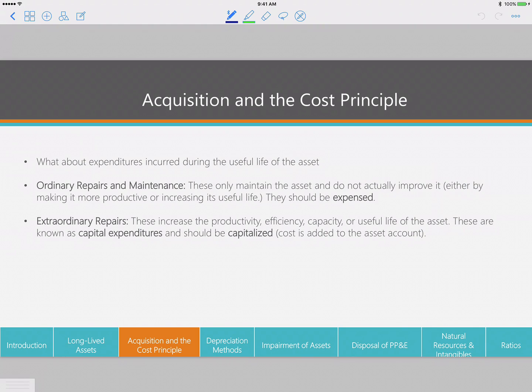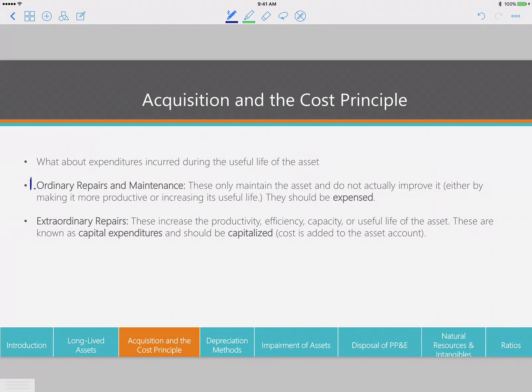What about expenditures incurred during the life of the asset? We've already said that anything that's used to prepare the asset for use is going to be added to the asset. But what about during the asset's useful life? Well, there are two types of expenditures a company might make. The first would be ordinary repairs and maintenance. These only maintain the asset and don't actually improve it. They don't make it more productive. They don't increase the useful life.